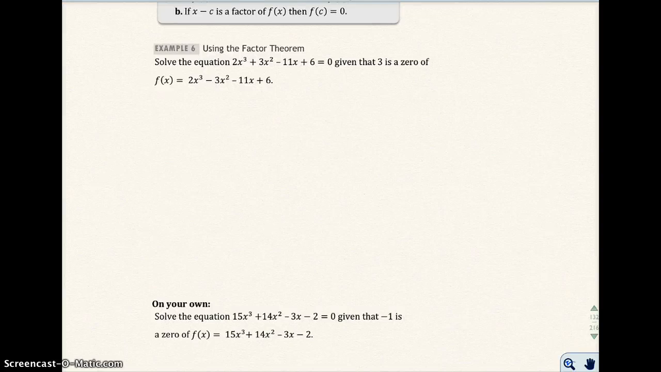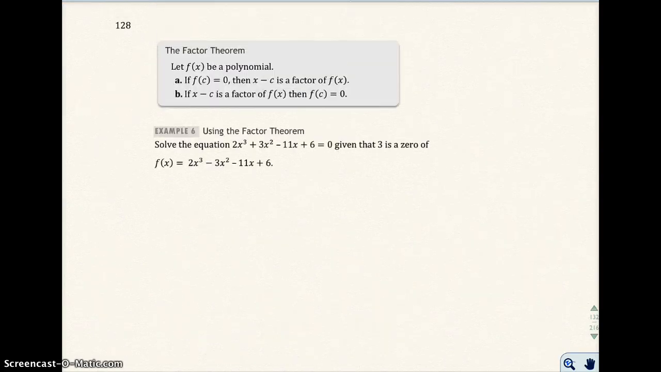Okay, we're continuing on 3.3 and we're talking about the factor theorem. Let f of x be a polynomial. If f of c equals 0, then x minus c is a factor of f of x. If x minus c is a factor of f of x, then f of c equals 0.